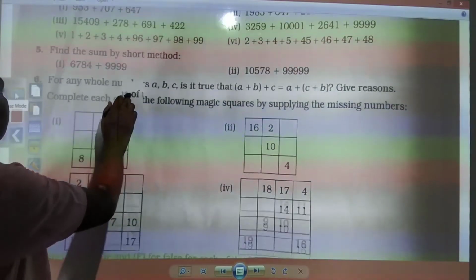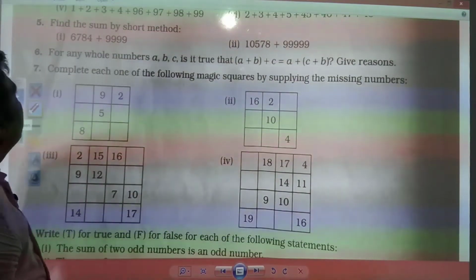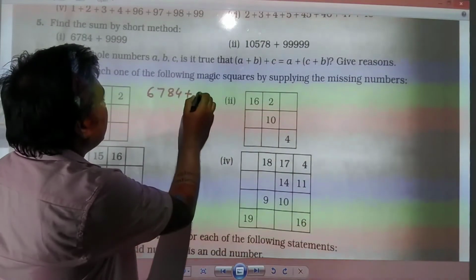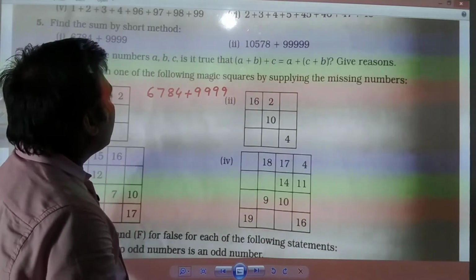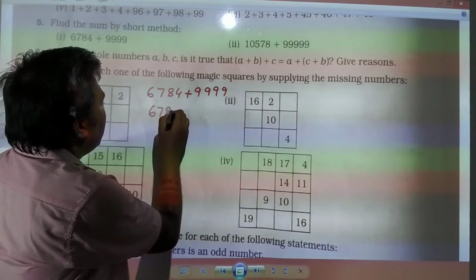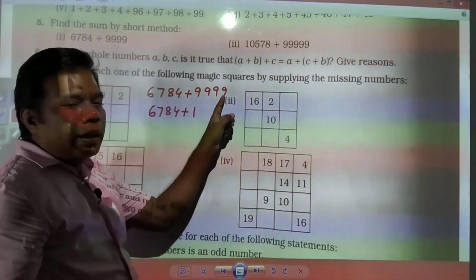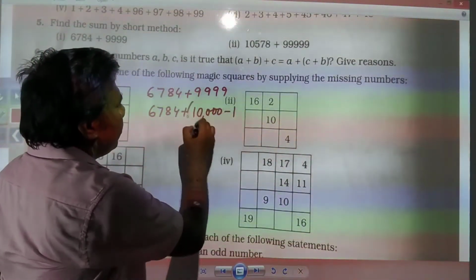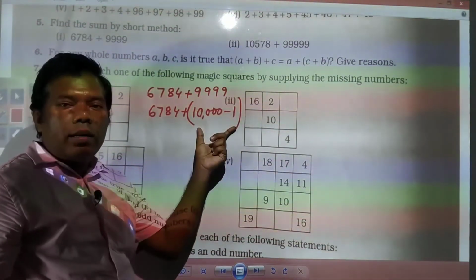Next you see, find the sum by short method. Here you have 6784 plus 9999. So as it was told last day, it was explained in example, it can be written as 6784 plus 9999. If you are writing 10,000 minus 1, the same thing you are writing. 10,000 minus 1, it means 9,999.